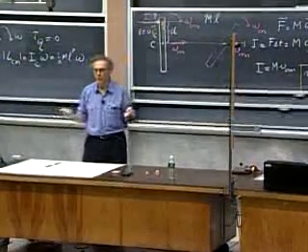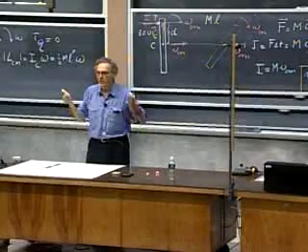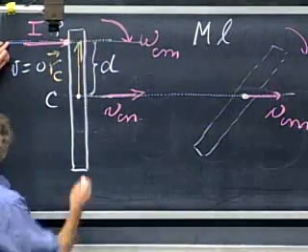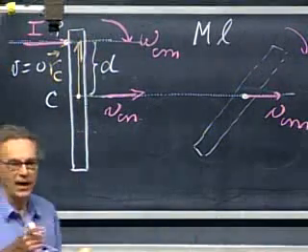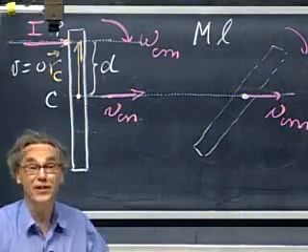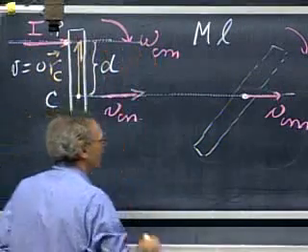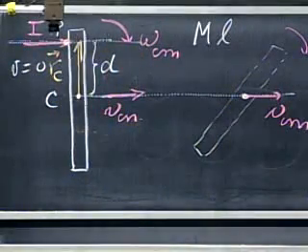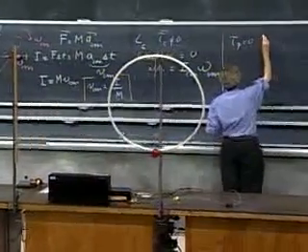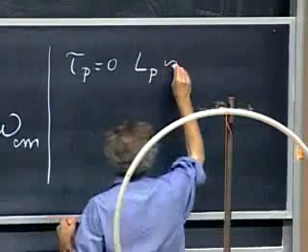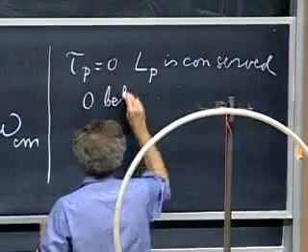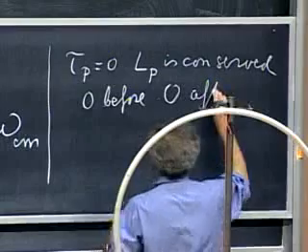Angular momentum must be conserved about that point, because there is no torque relative to that point. Any position vector from this point to here is in the same direction as the force. So R cross F is zero. So now we have an infinite number of points, all these points on this line, where the torque is zero. So the torque relative to point P is zero, and angular momentum L relative to point P is conserved. It is zero before, and so it's zero after the hit.